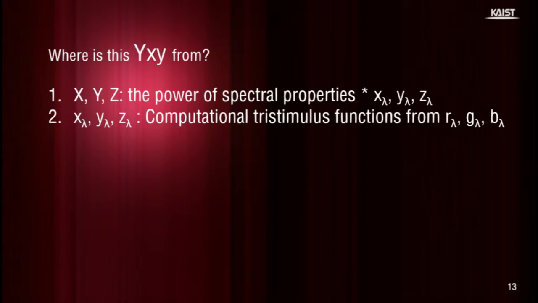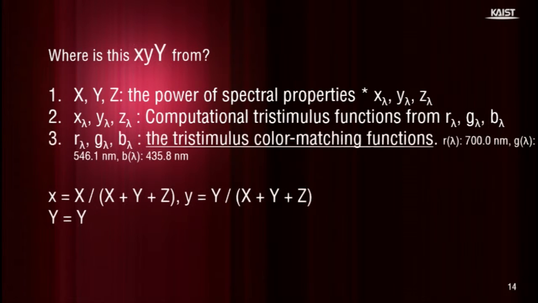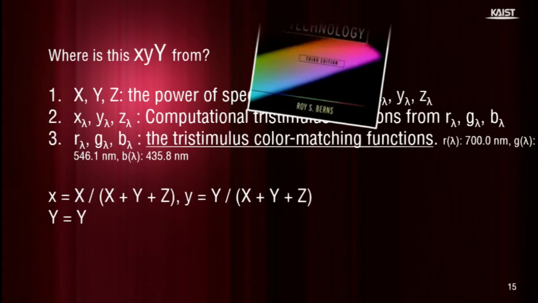Each of the X, Y, and Z functions is derived through the computation of R, G, B three stimulus functions. The initial R, G, B three stimulus functions were formulated based on color matching experiments using three primaries. Going back to the xyY, the small x is actually the ratio of large X, and the small y is the ratio of large Y, respectively.